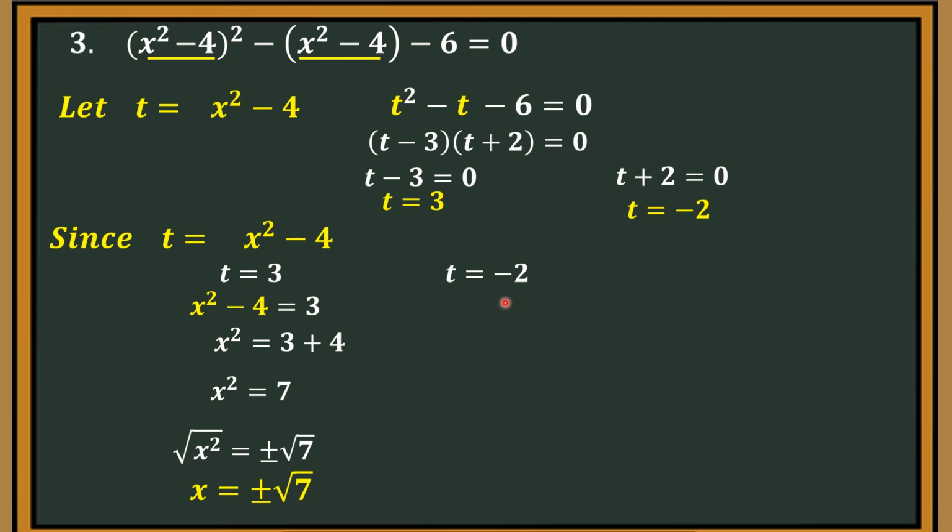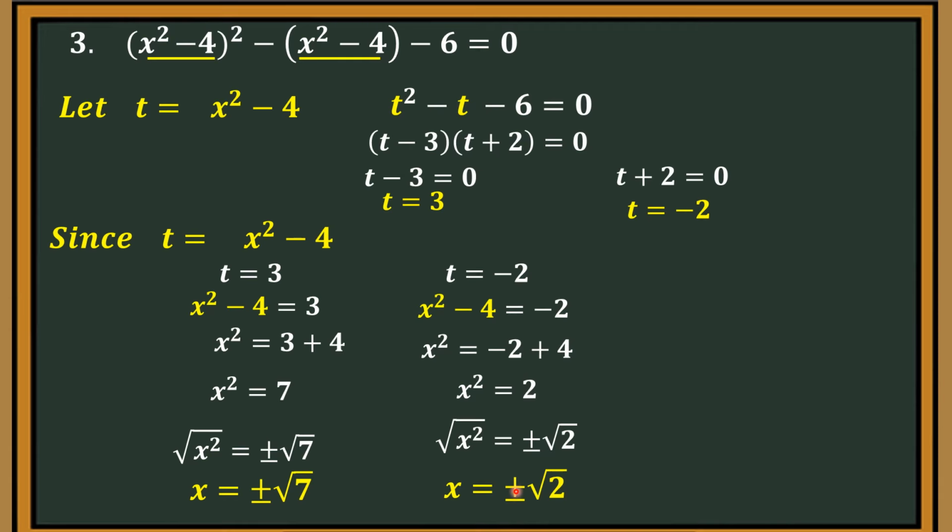That is t is equal to negative 2. Substitution, x squared minus 4 is equal to negative 2. Transpose negative 4 to the right side, so it will become positive. Therefore, x squared is equal to negative 2 plus 4. Then, simplify natin to. X squared is equal to positive 2. Naka-squared pa siya, so kunin natin ang square root ng both sides. The square root of x squared plus or minus the square root of 2. So, x is equal to plus or minus the square root of 2.